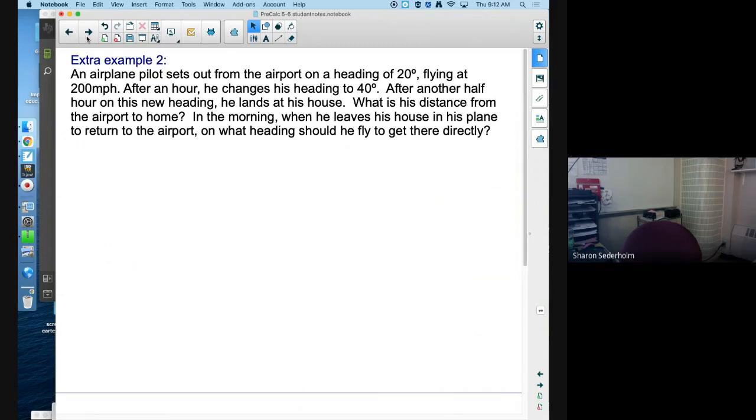And I want to remind everybody that heading is measured just like bearing. Remember, bearing is from due north. So when we read these angles off, we need to think from due north, what's going to happen here.